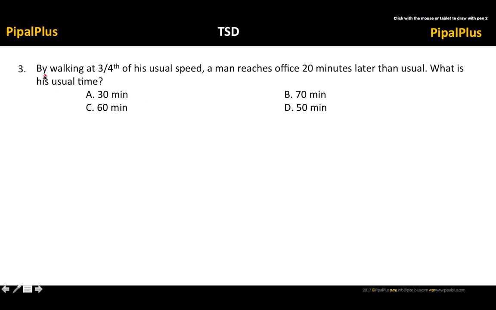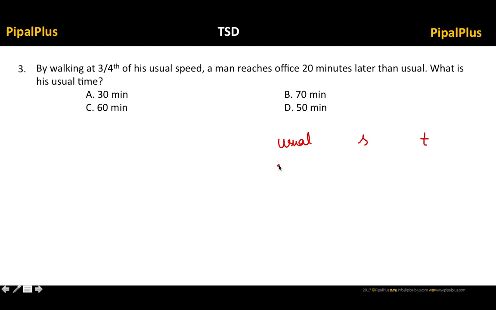Now in this question, let's read this question. It says, by walking at 3/4 of his usual speed, a man reaches office 20 minutes later than usual. What is his usual time? Okay, now while it is a little subtle, you will notice that in this case we are talking about the man going from his home to office, right? So let's say in the usual situation, the man travels at a speed of s, right? And he takes time t minutes, right?